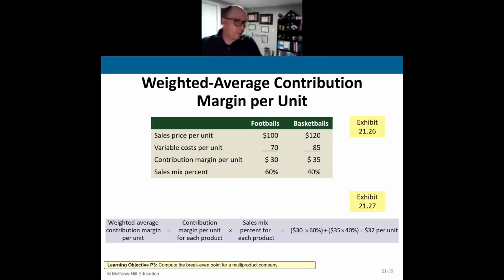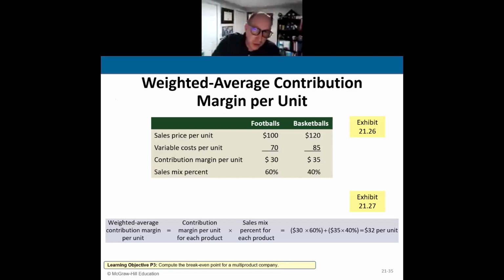So here we have another example. We got a company that sells both footballs and basketballs, okay? They sell footballs at, we'll just pretend it's Wilson. It's probably Wilson. I mean, that's who would charge this much, right? So Wilson, they make footballs and basketballs. They charge $100 per football and $120 per basketball. Those are the sales prices.